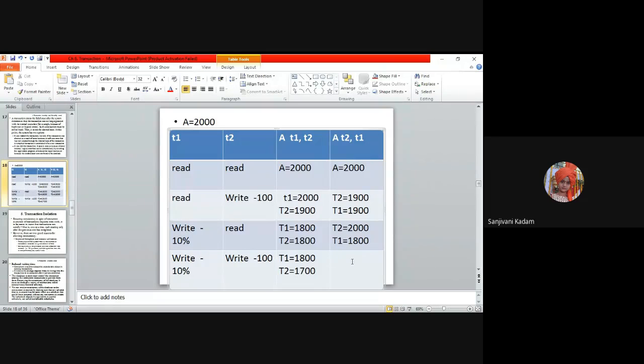And if T2 is executing first, T2 will read the value as 2000 and deduct the value by 100, so this will make the value of A equal to 1900, and T1 is deducting the value by 10%. So 1900 minus 190 will make the value equal to 1710. Okay, clear? Same is the value, 1700.